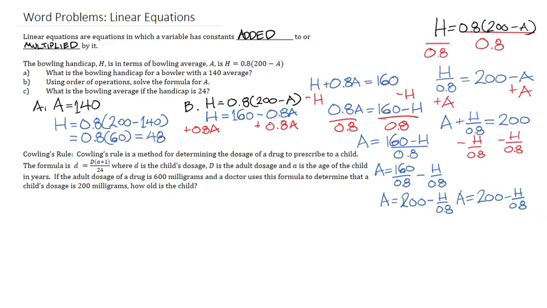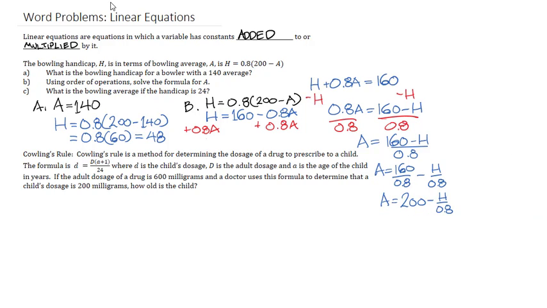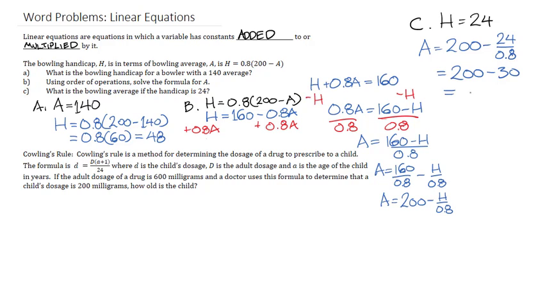And that brings us to part C. Part C asks us to just plug in for h. And so for part C, it says that h is 24, and I can just substitute that in. Then a will equal 200 minus 24 over 0.8. 24 divided by 0.8 works out to exactly 30, so this is simply 200 minus 30, which is just 170.